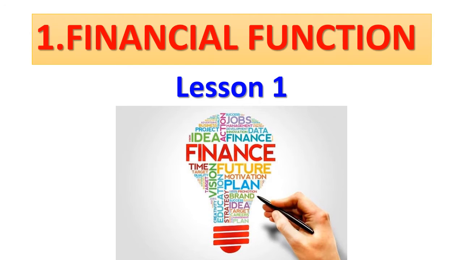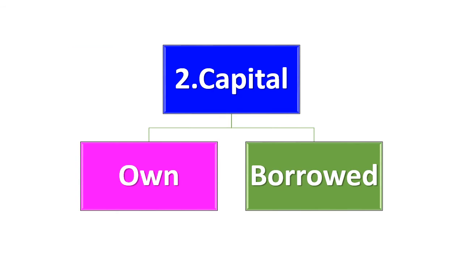The financial function has to make sure there is enough capital in the business and that it is used in the best possible manner. What is capital? Capital is the money needed to start a business. There's two places a business owner can get money from. The business owner can use their own money that they saved up, or they can go and borrow money from a bank or from other institutions.